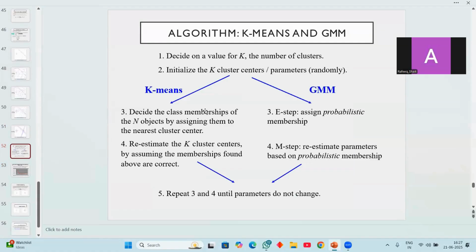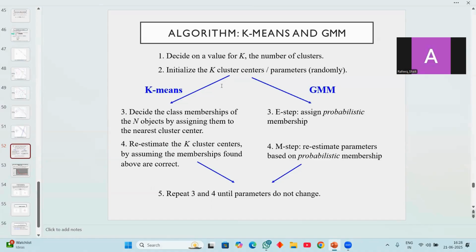And about the algorithm, k-means and GMM, we can see the difference. K-means decides the class membership of the n objects by assigning the objects to the nearest cluster center, while at each step GMM assigns probabilistic membership and re-estimates the k cluster centers. The two are similar. In k-means and GMM we use similar steps. At the start, we take the k value as the number of clusters and initialize the k cluster centroids using parameters or centroids.